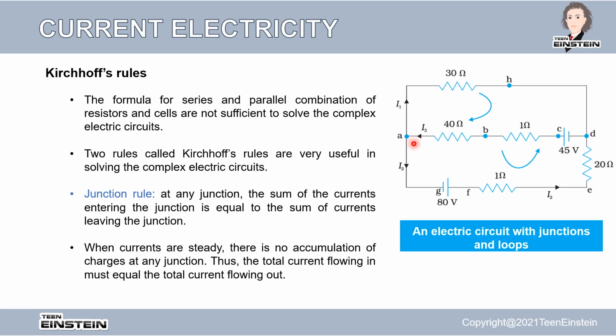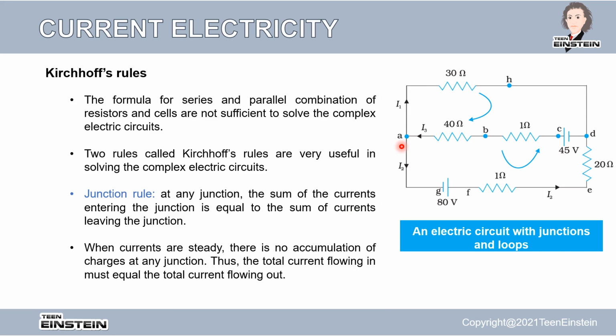So in this particular case, if you look at A, the current that is entering A is I3. So let's take I3 equal to the currents that are leaving this junction, I1 and I2. So I3 equal to I1 plus I2. This is just an example for this particular rule.